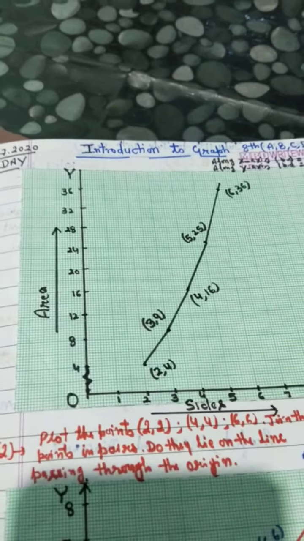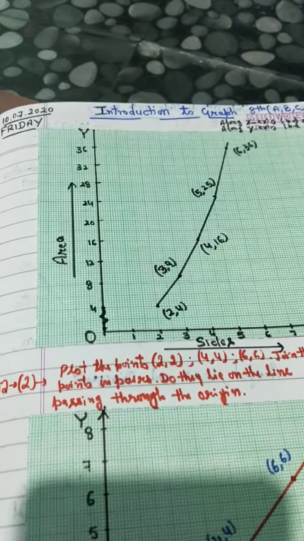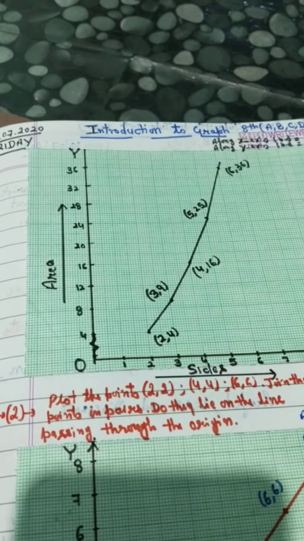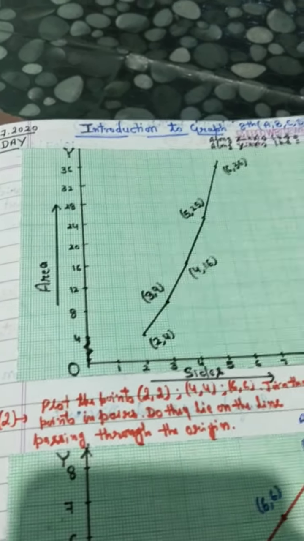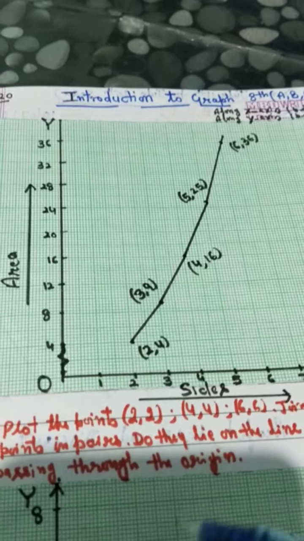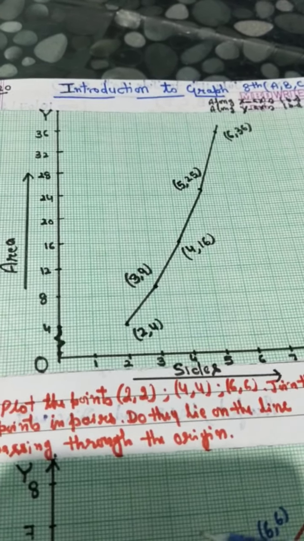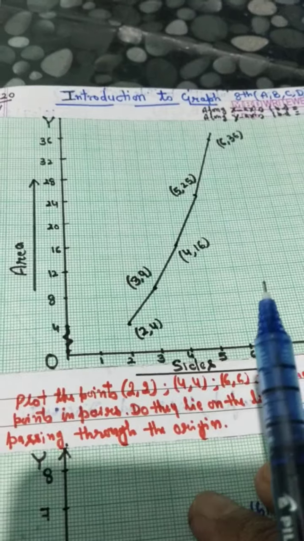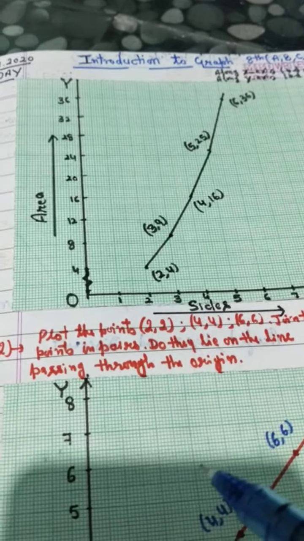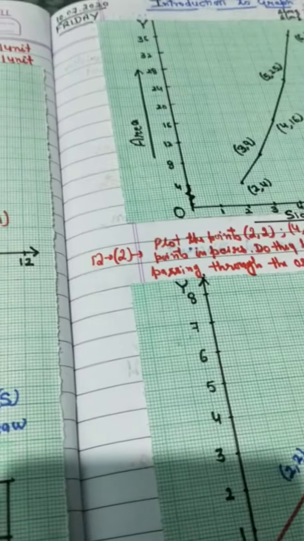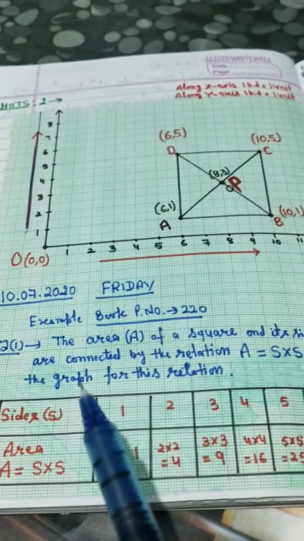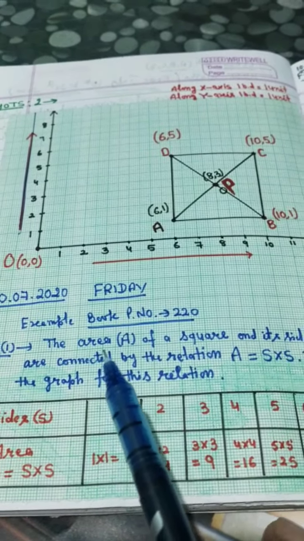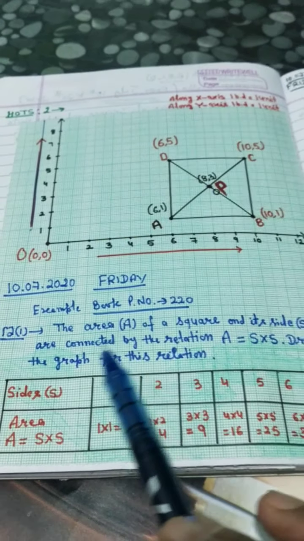The last chapter is left, that is parallel lines, but today I have to solve one example and other questions from worksheet 1, how to plot points on graph paper, and one example question from your book. This is your example book, page number 220.